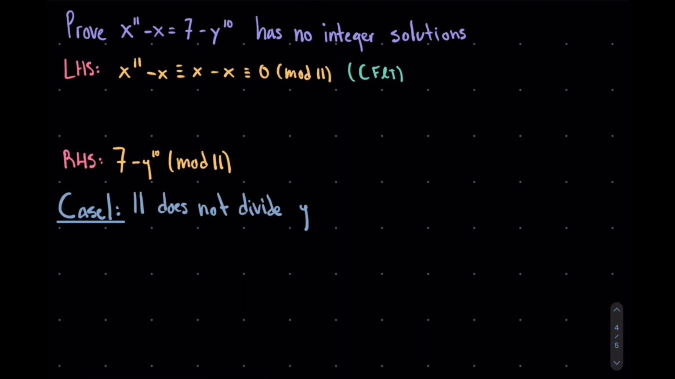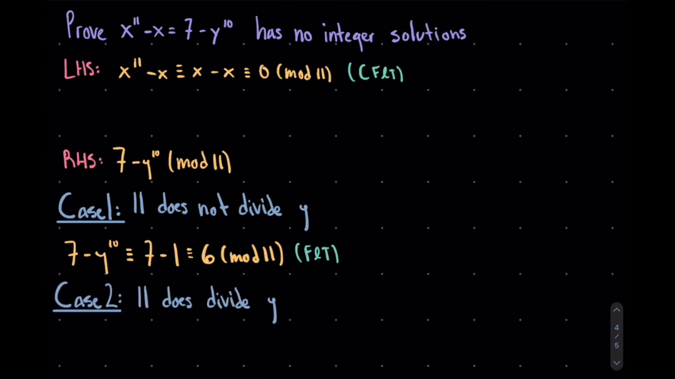So for our first case, we have 11 does not divide y. So we'll write out the right-hand side, 7 minus y to the 10, and by Fermat's little theorem, this is congruent to 7 minus 1. And 7 minus 1 is just 6 modulo 11. Once again, this is by Fermat's little theorem.